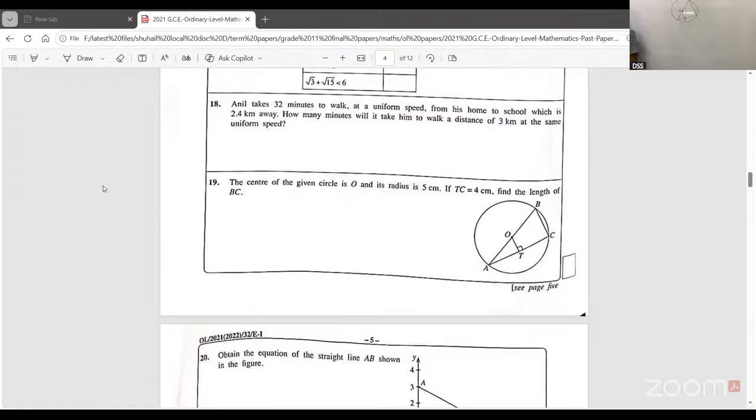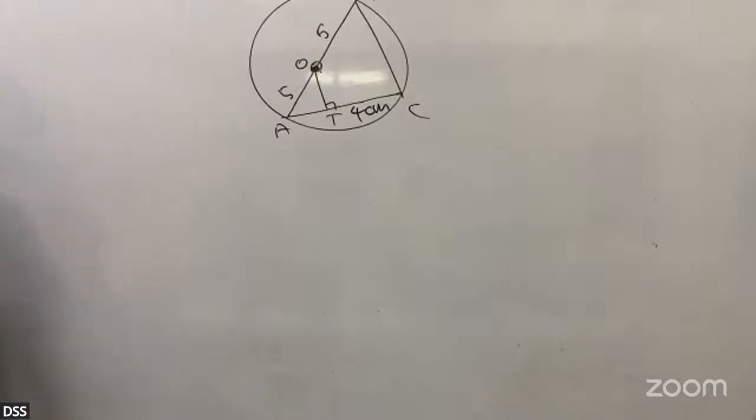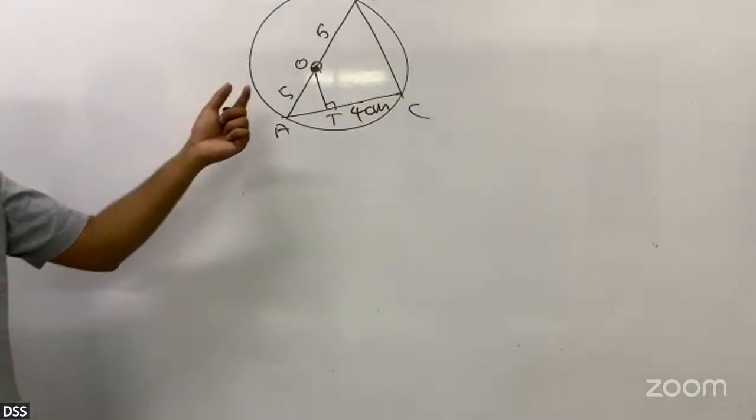Then they have given TC is 4 centimeter. TC means from here to here, 4 centimeter they have given. And its radius is 5 centimeter. 5 centimeter means from here to here. This is the center. If this is the center, this one is 5, so this one is also 5. Now my proportion is bad. The way I have drawn this picture is bad. Anyhow, from here to here is 5.